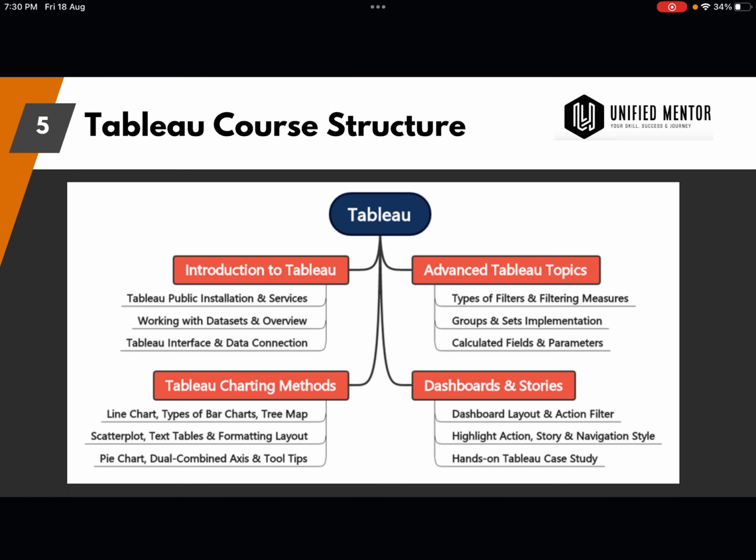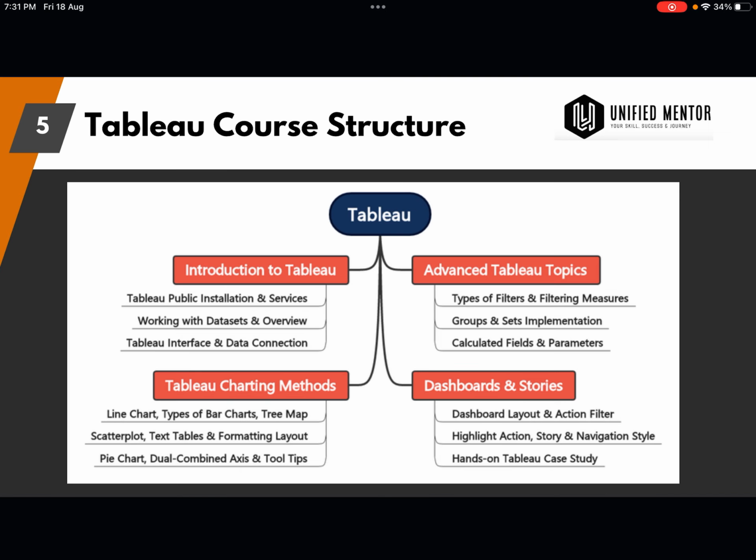And when it comes to advanced topics in Tableau, firstly we have filters. There are different types of filters that we will study for sure. We have groups and sets also, the difference between these two topics, and how to create groups and how to create sets. Then we have calculated fields and parameters also. So a very wide range of topics under this subject, and you'll be enjoying it for sure.